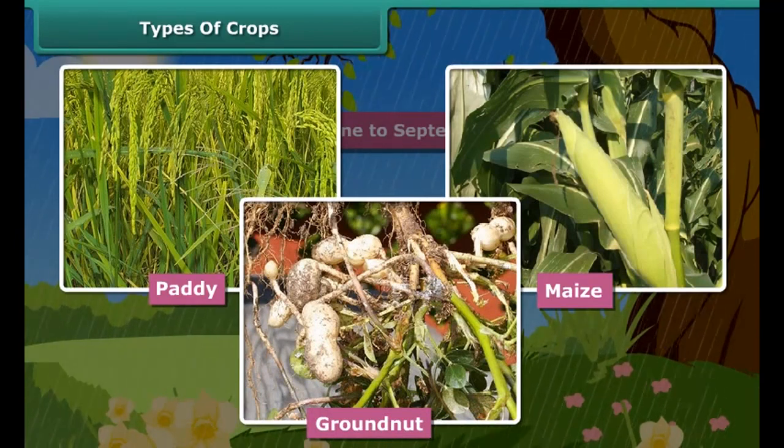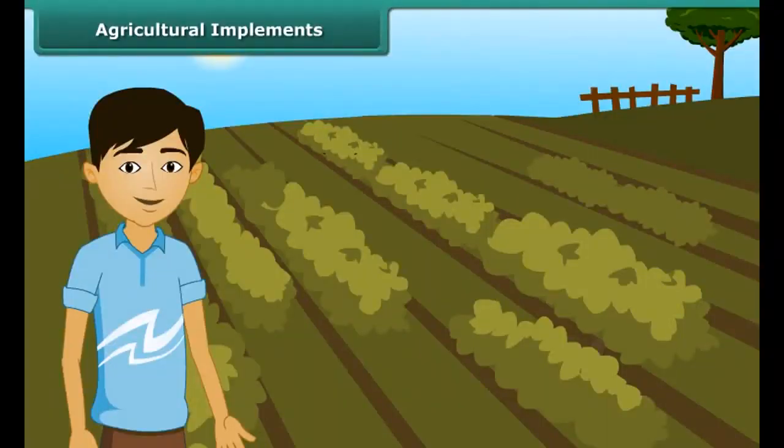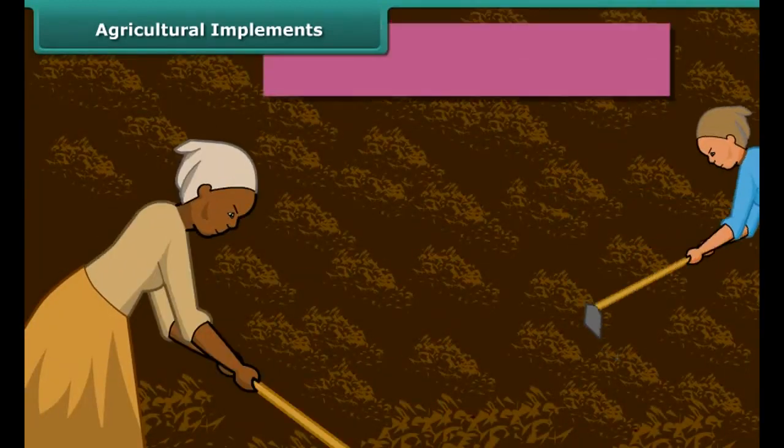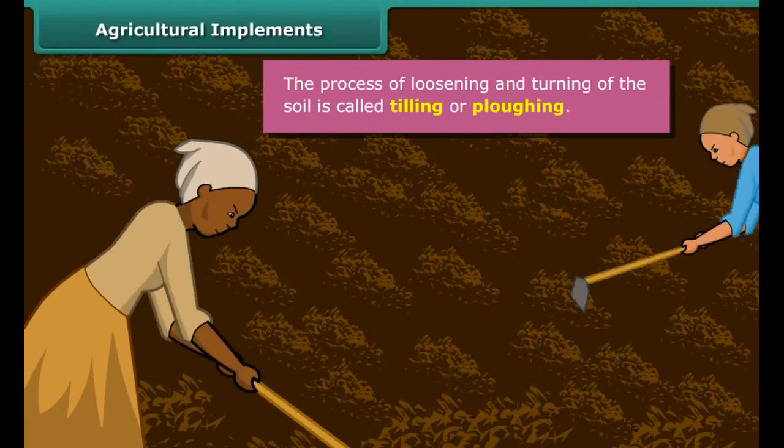To grow crops, various activities are performed which are known as agricultural practices. Let us know them one by one in detail. Dear friends, do you know how farmers grow crops in a large field? What is their first requirement? Well, first of all, they prepare the soil for growing the crop. For that, they turn the soil and loosen it.